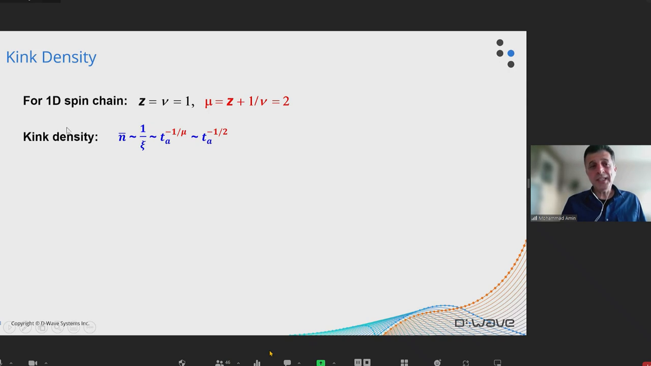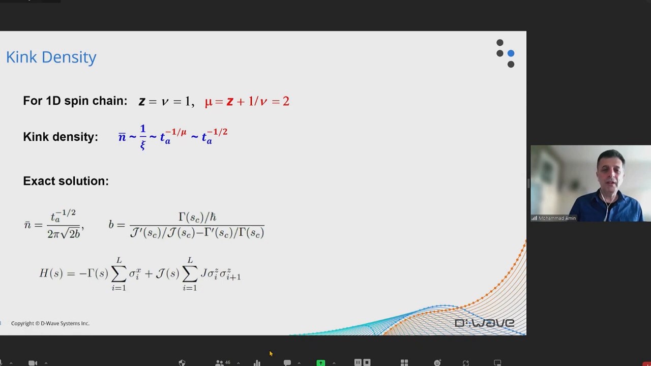This is the 1D chain, a spin chain, an exactly solvable problem. You could solve the problem exactly, and this is the formula. You get an analytical solution, which not only gives you the exponent in agreement with what you would expect from critical phenomena, it also gives you a prefactor. The prefactor you would never get from critical phenomena. They only give you an exponent. But it also gives you an exact prefactor. And the prefactor is a complex function of the schedule. You remember gamma and J was a schedule, so it's a complex function of gamma and J and their derivatives.